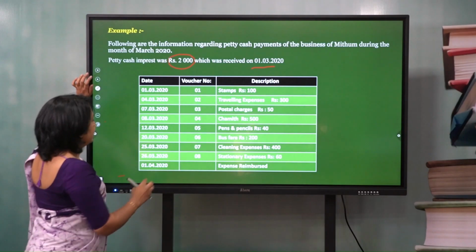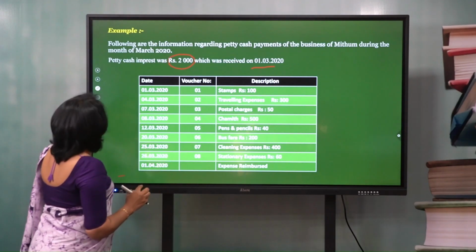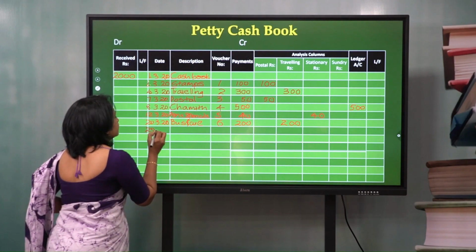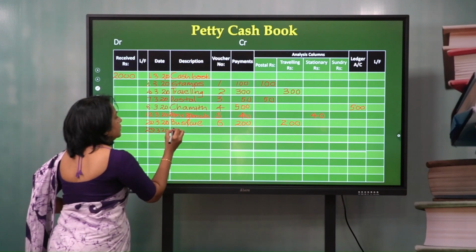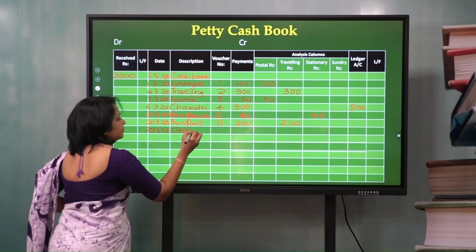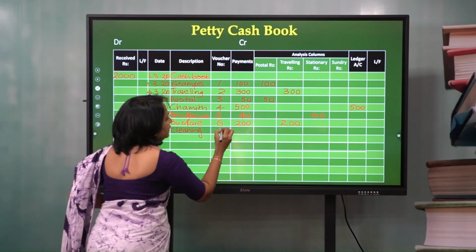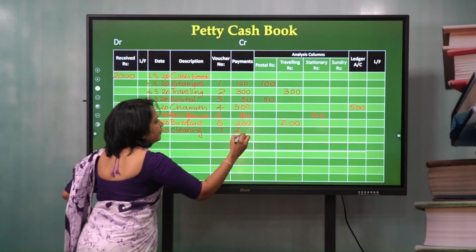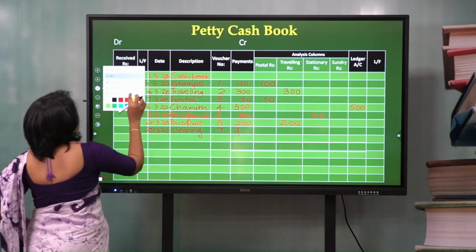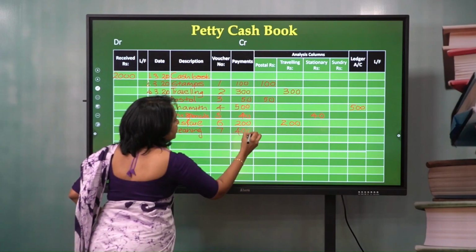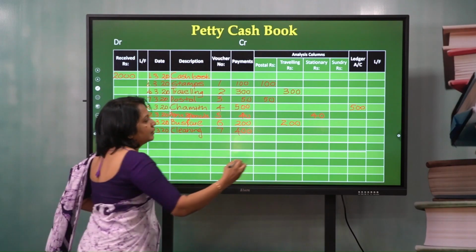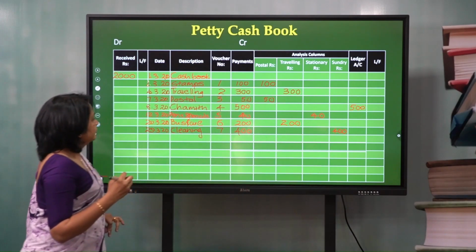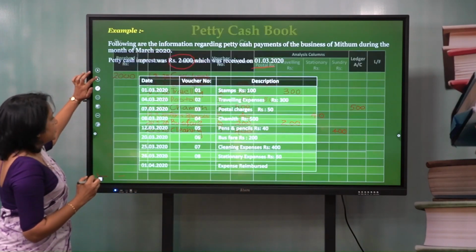So we'll record the transaction. Now here they have done it on 25th March, cleaning expenses, and voucher number is 7 and the amount is rupees 400. So under the payment column we have to record this 400 as well as we have to record the same in the sundry expenses column also, 400 rupees. Then children will go to the next one.